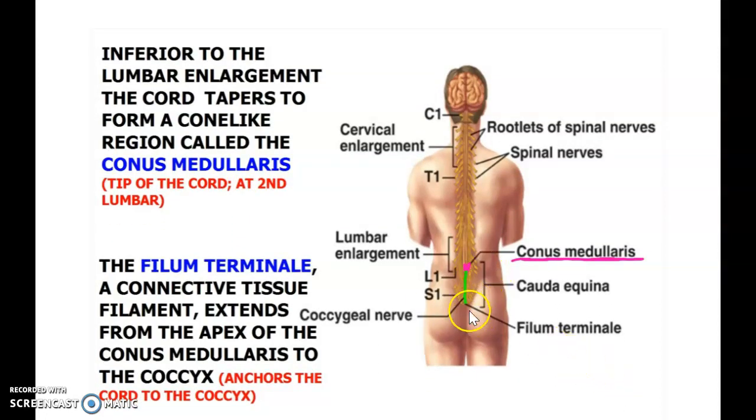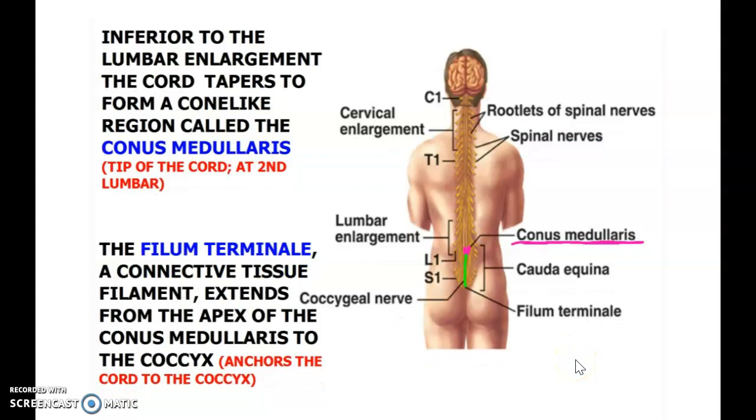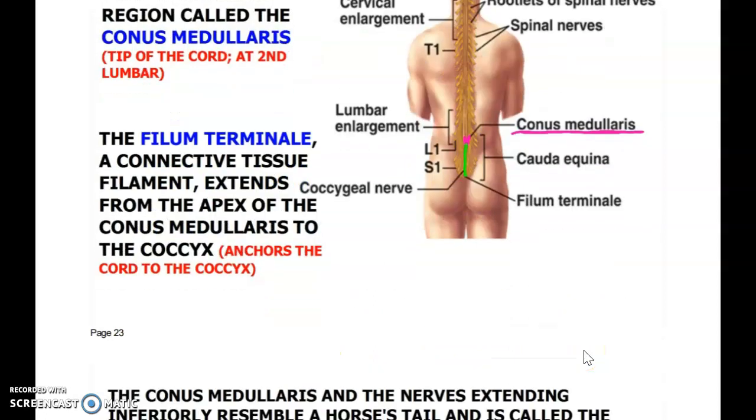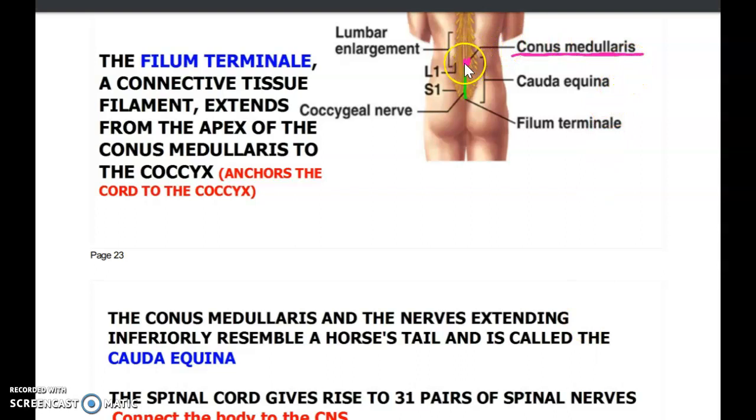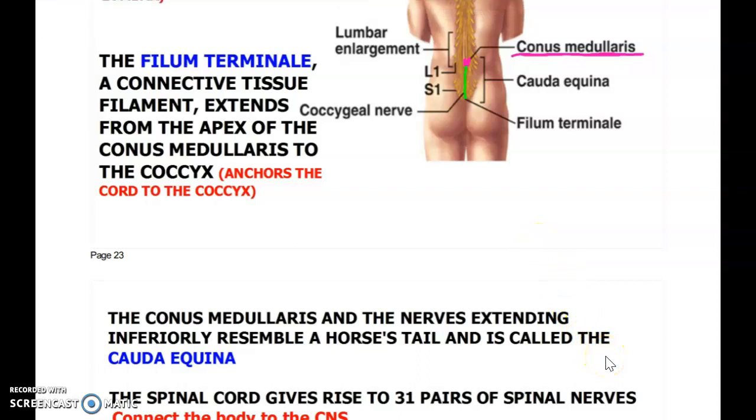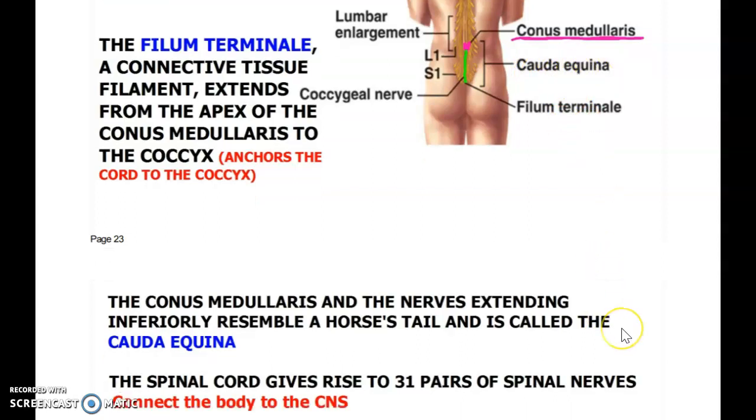At the base of that, as it goes down, that section that comes from the termination of the spinal cord, we have the filum terminale, which is a connective tissue that extends from the top of the conus medullaris to the coccyx area, so that whole area here. The purpose of that is to anchor the cord to the coccyx bone. So the conus medullaris, which is up here just where L2 is, and the nerves extending inferiorly resemble a horse's tail. That's why we call that the cauda equina.